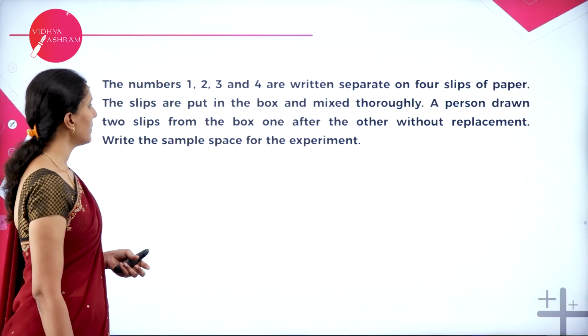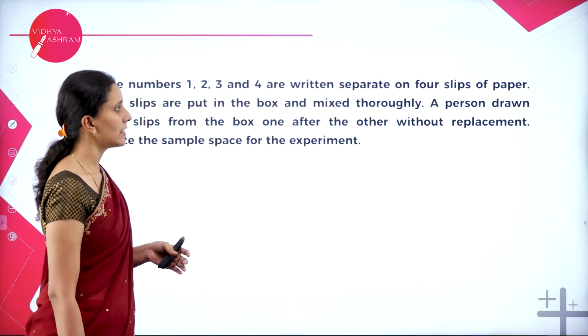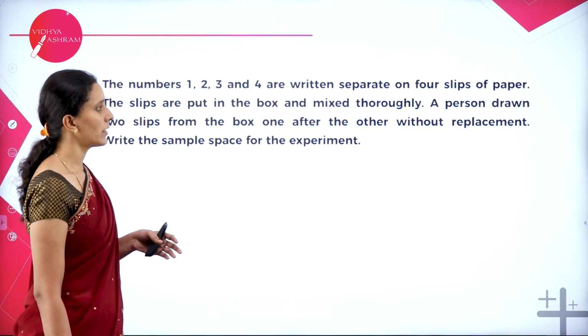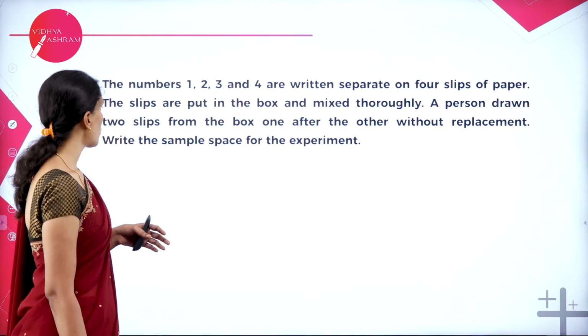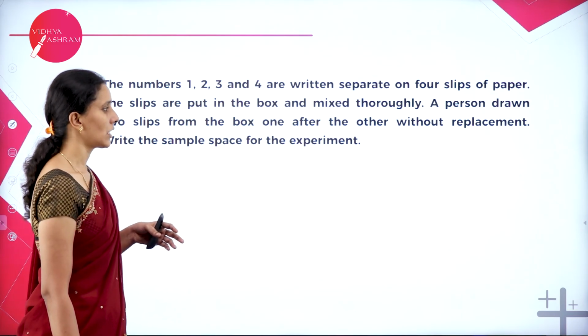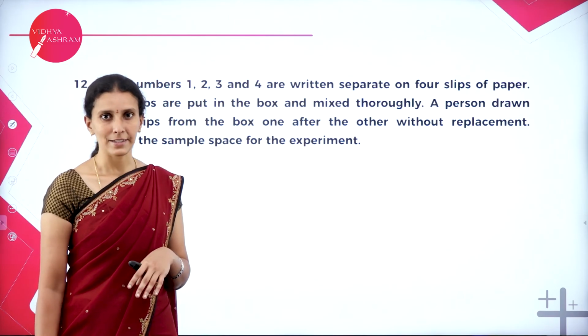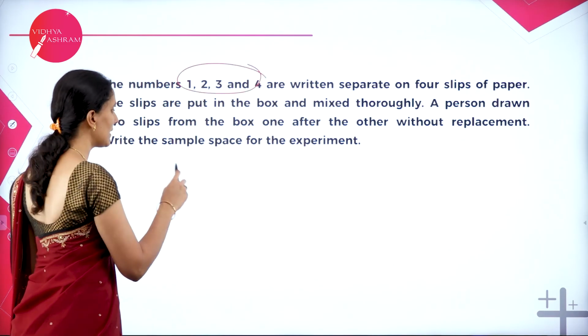Next one. Numbers 1, 2, 3 and 4 are written separately on 4 slips of paper. The slips are put in a box and mixed thoroughly. A person draws 2 slips from the box one after the other without replacement. Write the sample space of the experiment. So what are the possibilities I can get?